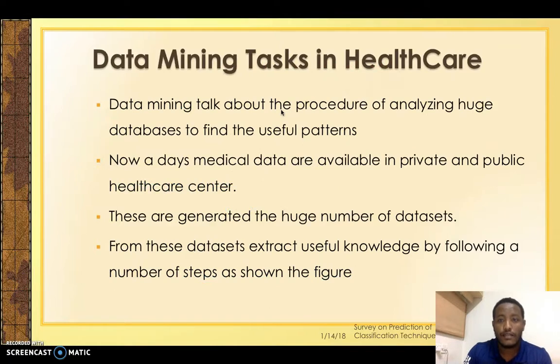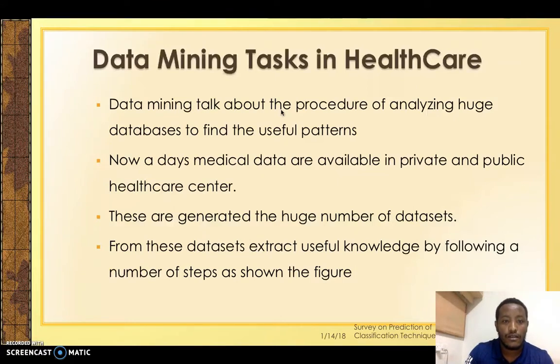Data mining task in healthcare. Data mining tasks refer to the procedure of analyzing huge data to find useful patterns. Nowadays, medical data are available in public and private healthcare centers. These generate huge numbers of data sets.